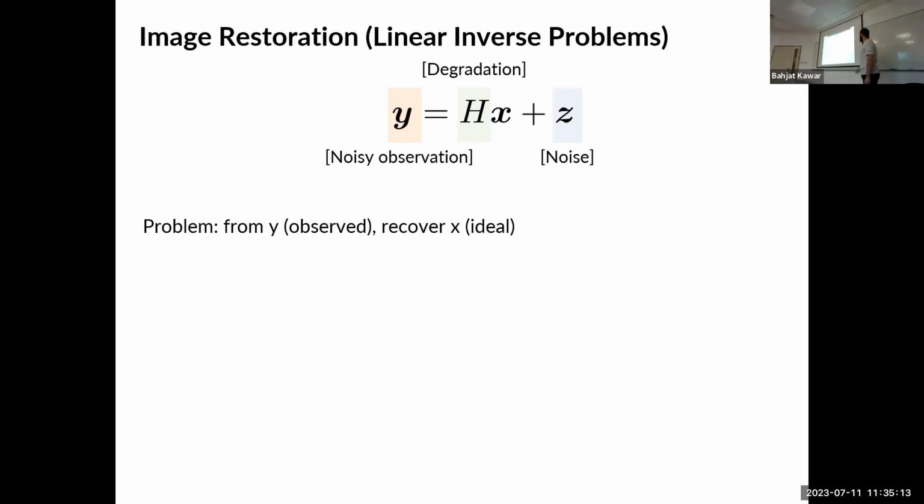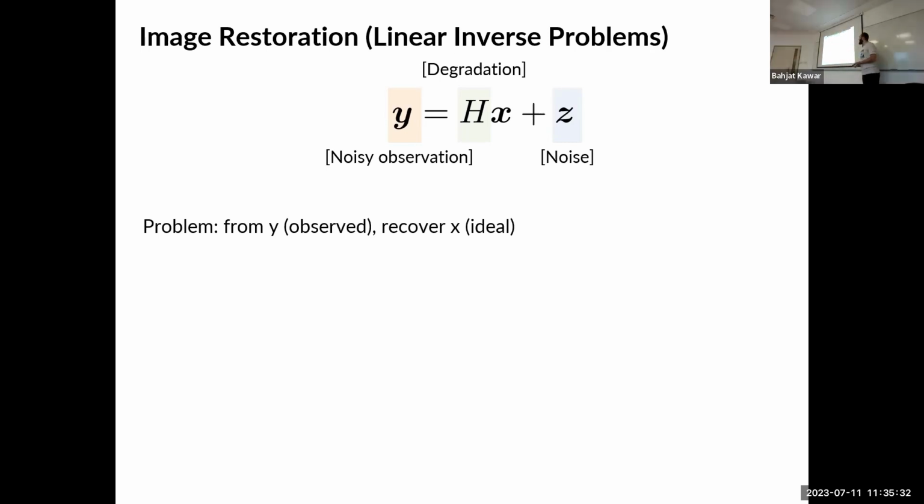And after this linear projection, we also, on top of it, assume that there is an additive white Gaussian noise that is added. And this Hx plus z, z being the noise, gives us y, our noisy observation. So by only observing y, we're going to try and recover x.